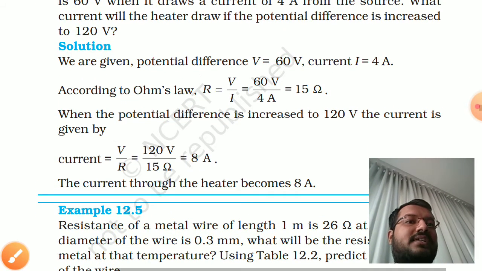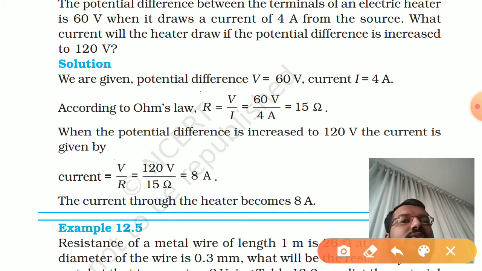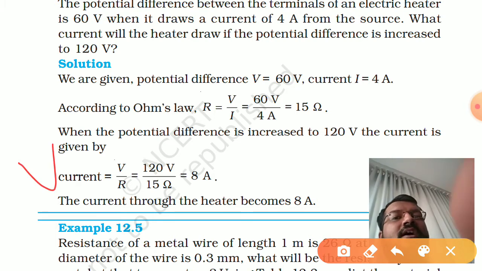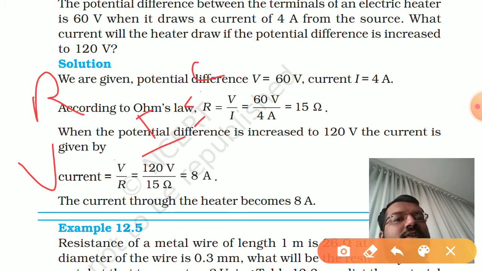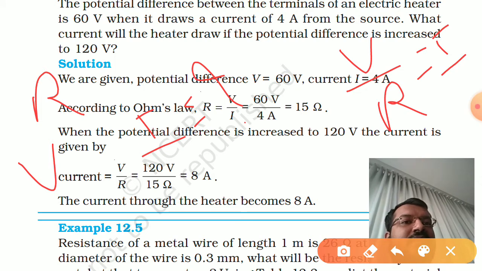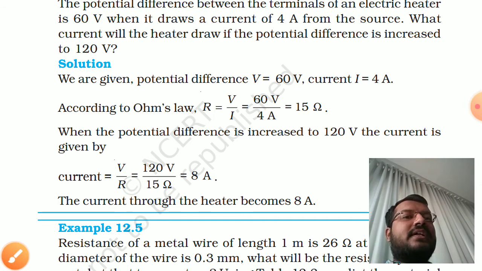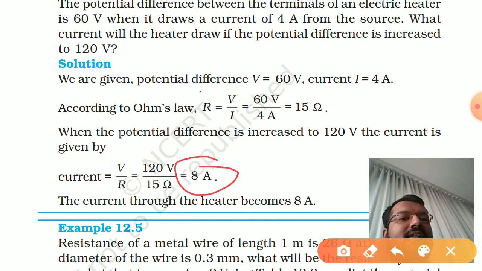Now in the second part they are asking what current the heater will draw if the potential difference is increased to 120 volt. Now V is given and we have found R, so we have to find I. How much will be I? Our formula is V upon R is equal to I. So V is 120 volt and R is 15 ohm. By dividing 120 by 15, we get 8 ampere as our current.